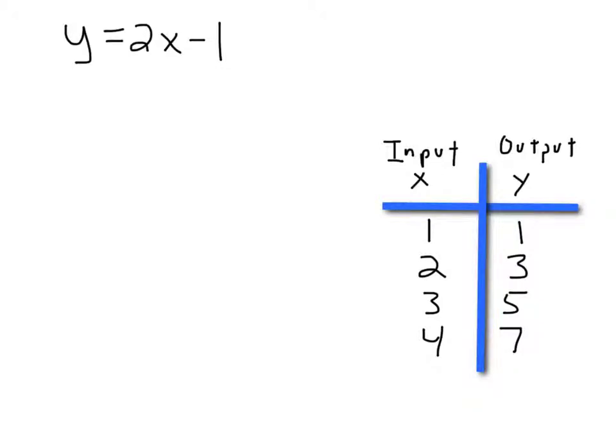Now the question we want to look at is, is this a function? Does each input have exactly one output? So the input 1 leads to exactly one output, it's 1. The input 2 leads to exactly one output. The input 3 also leads to exactly one output, and the input 4 also leads to exactly one output. So this is a function because each input has exactly one output.